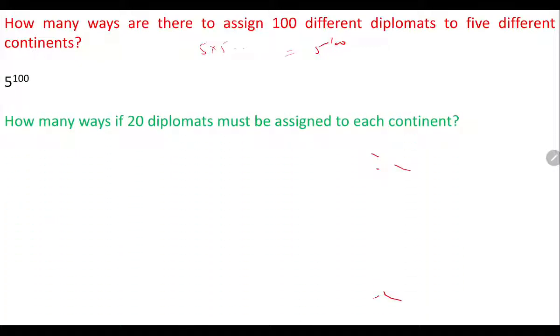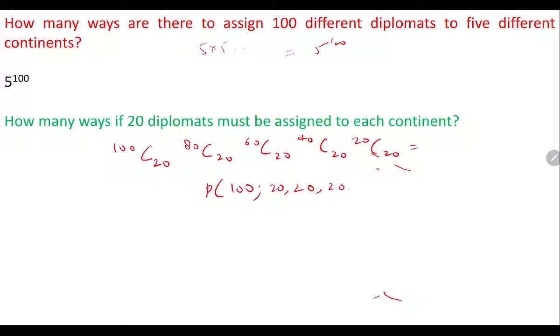The next one is how many ways 20 diplomats can be assigned to each continent. So in total 100 diplomats are there, then out of 100, let's say you give 20 to the first continent, there remain 80, again you give 20, there remain 60, you give 20, there remain 40, you give 20, there remain 20, you give 20, which is the same as P(100; 20, 20, 20, 20, 20).